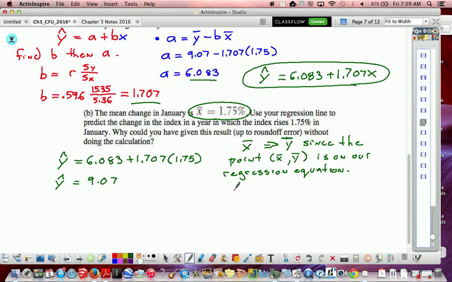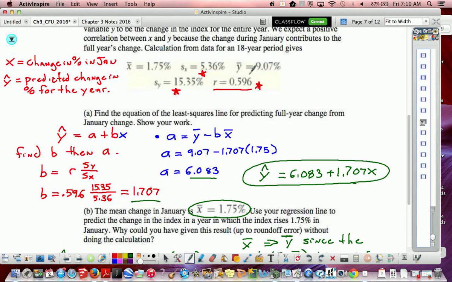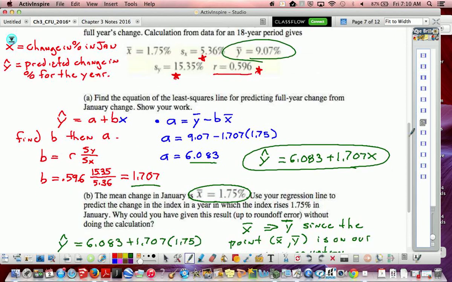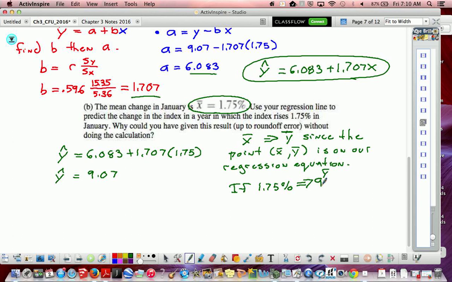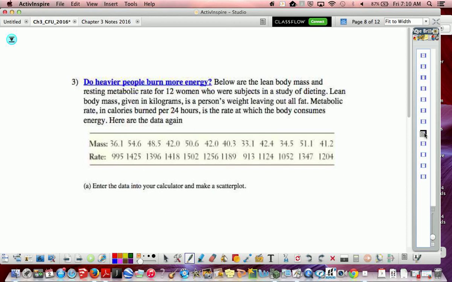So you wouldn't actually have to calculate it out. So we should know that if I'm given the mean of x at 1.75%, that should correspond to the mean of y, which if you look up top here in our data, is 9.07%. So that's just a nice little time saver if you remember that the mean of x and the mean of y go through the point. All right, let's flip to the back page.